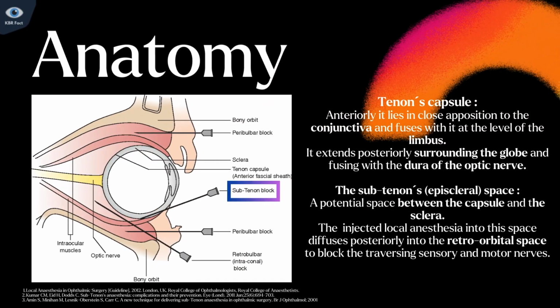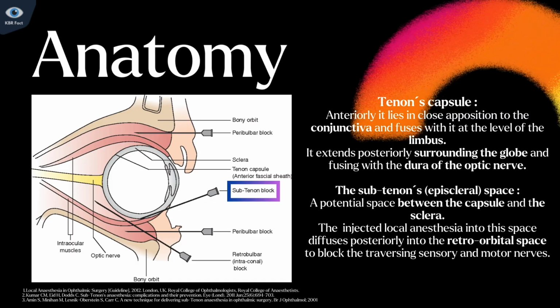The Tenon capsule anteriorly lies in close opposition to the conjunctiva and fuses with it at the level of the limbus. It extends posteriorly, surrounding the globe and fusing with the dura of the optic nerve. The Sub-Tenon or episcleral space is a potential space between the capsule and the sclera. The local anesthetic injected into this space diffuses posteriorly into the retroorbital space to block the traversing sensory and motor nerves.